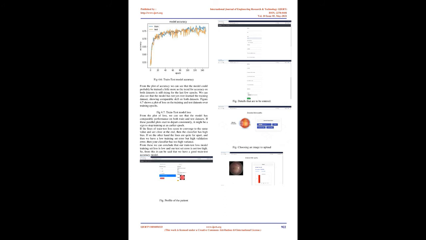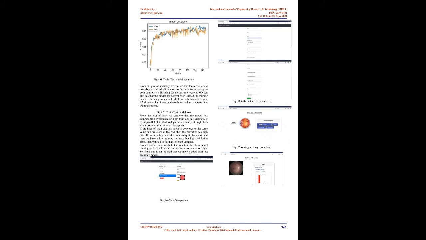From the plot of accuracy we can see that the model could probably be trained a little more, as the trend for accuracy on both datasets is still rising for the last few epochs. We can also see that the model has not yet overlearned the training dataset, showing comparable skill on both datasets. Figure 4.7 shows a plot of loss on the training and test datasets over training epochs. Fig 4.7, Train Test Model Loss.